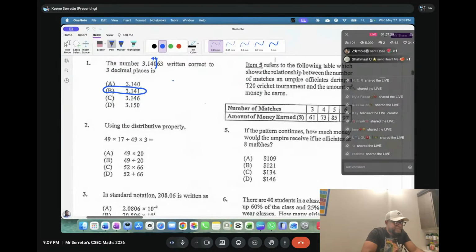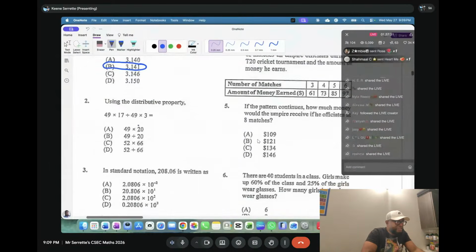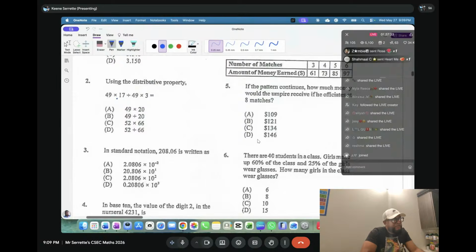Using the distributive law, right? If I have 49 multiplied by 17 plus 49 multiplied by 3, it will be 49 multiplied by 17 plus 3, which is 49 multiplied by 28.